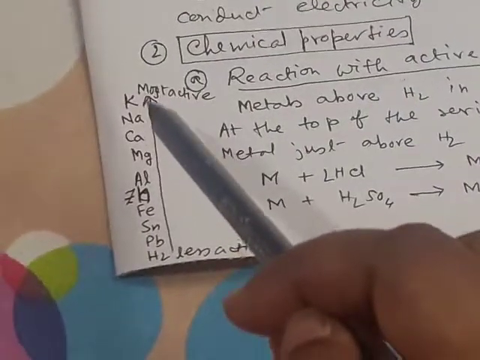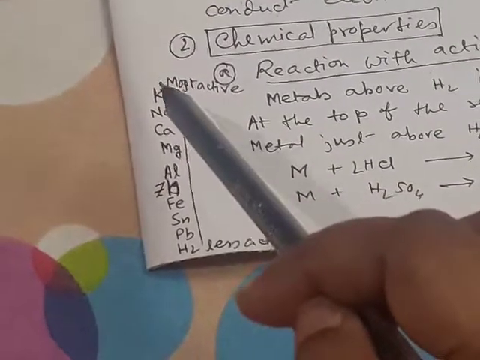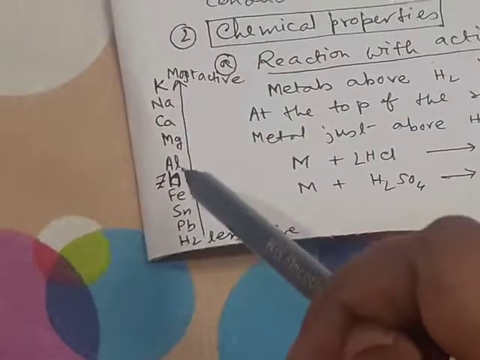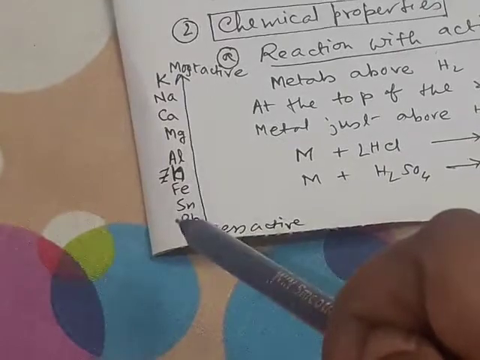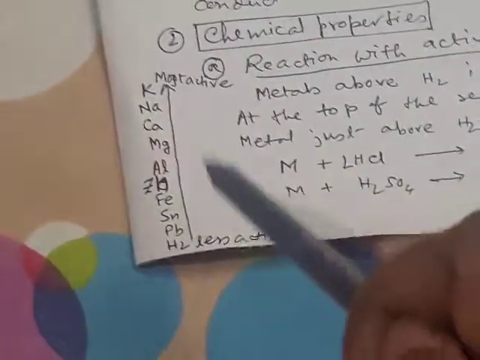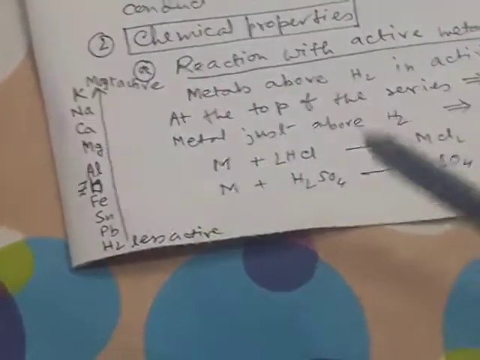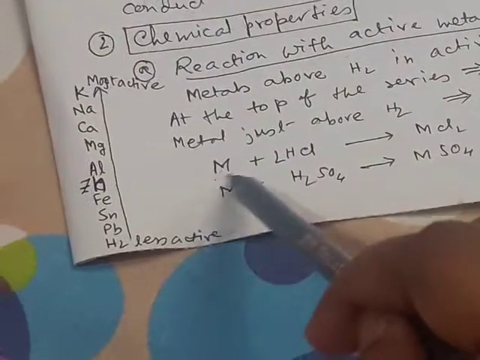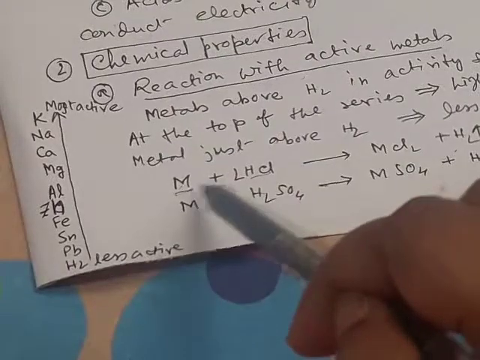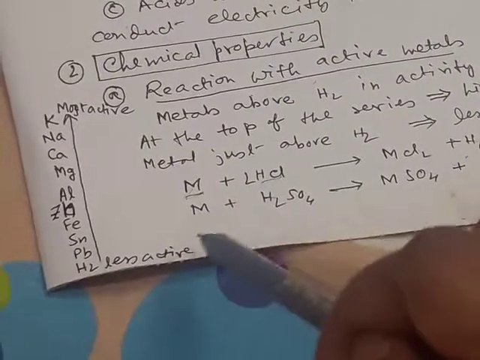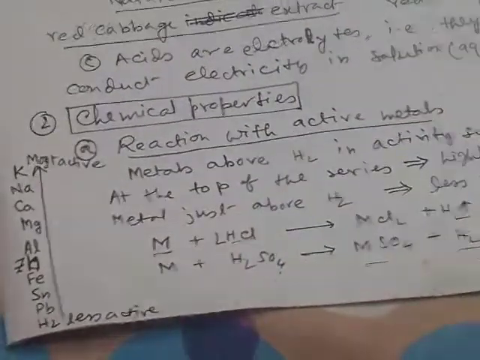This is the activity series. You can observe potassium, sodium, calcium are at the top of the series, so these are highly active, whereas magnesium, aluminium, zinc, iron, tin, lead, etc. are just above hydrogen, so those are less active metals. All these metals, when they react with any acid containing hydrogen, replace the hydrogen from that acid. For example, any of these metals reacting with HCl forms hydrogen and the corresponding metal chloride salt. Similarly, for sulfuric acid, there is metal sulfate and elimination of hydrogen.